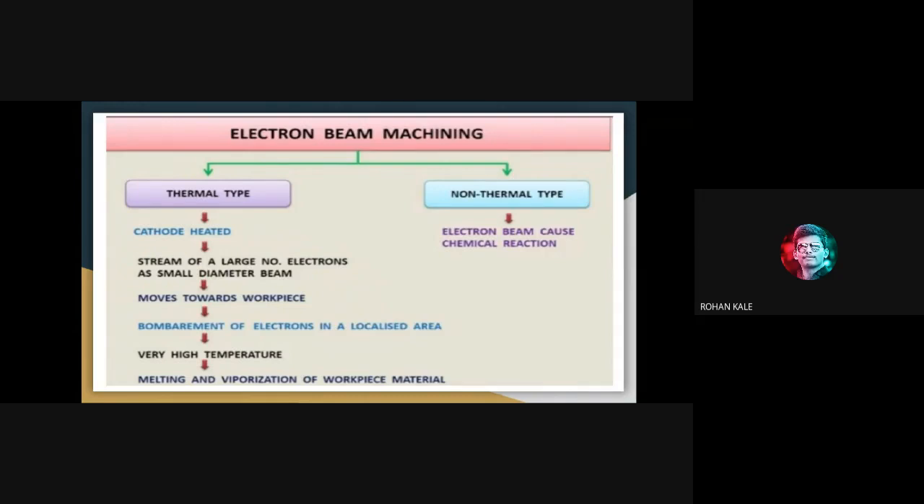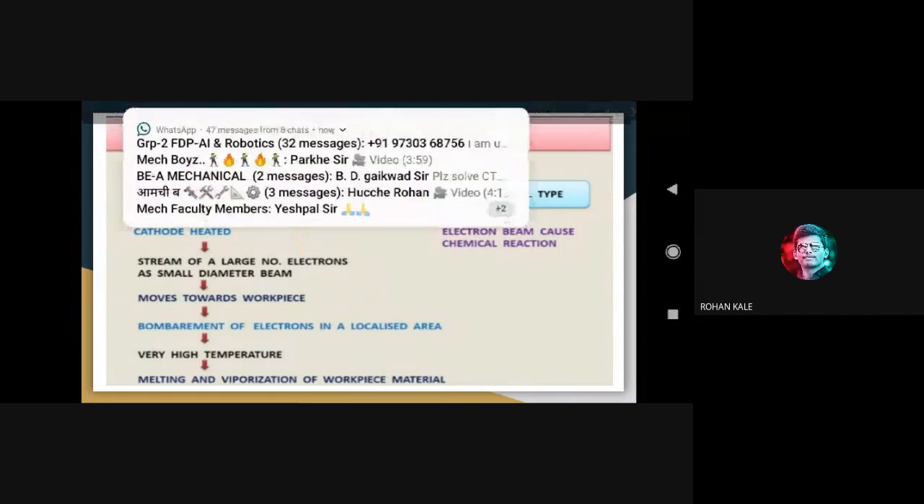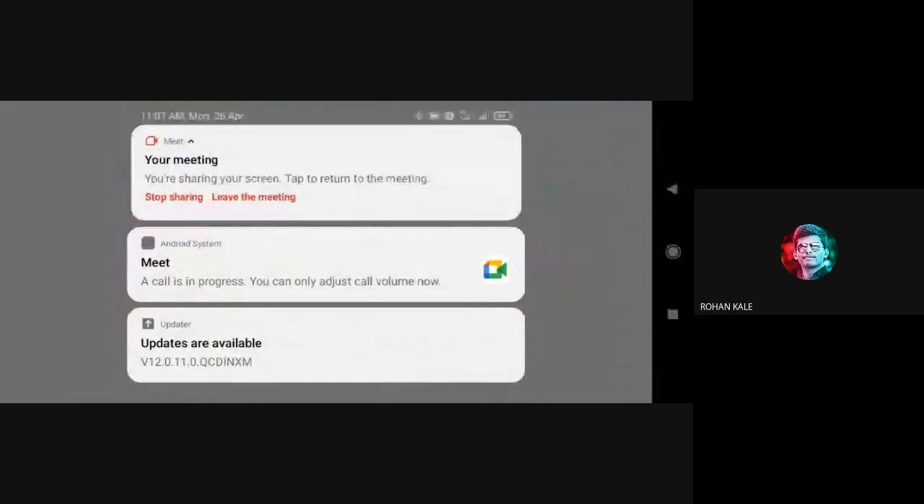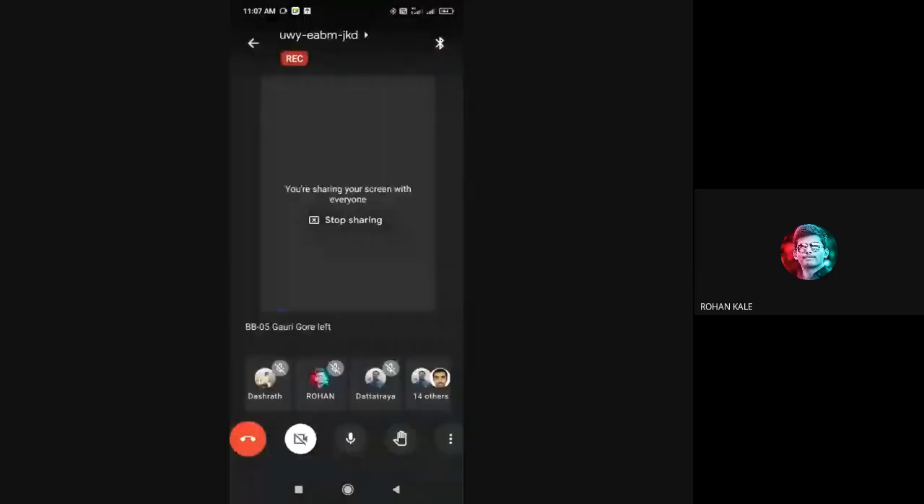That means machining is due to the melting and the vaporization of the workpiece material. The material from your workpiece surface gets melted, and vaporization will start from that localized area. Okay, that is the working principle of this electron beam machine. With the help of the diagram, I'm going to discuss that. Next, I'm going to show the diagram of the electron beam machine.